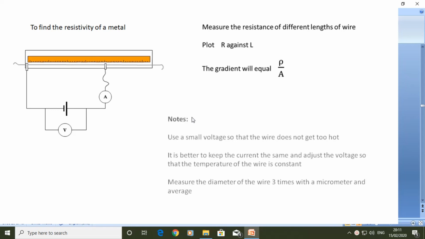A few notes about the experiment. Use a small voltage so the wire doesn't get too hot. We want its resistance at room temperature. It's better to keep the current the same and to change the voltage rather than keeping the voltage the same, because if the current is different for different lengths of wire, then the temperature of the wire will also be different. So it's better to keep the current the same. And lastly, if you do this experiment, measure the diameter of the wire 3 times with a micrometer and take an average.